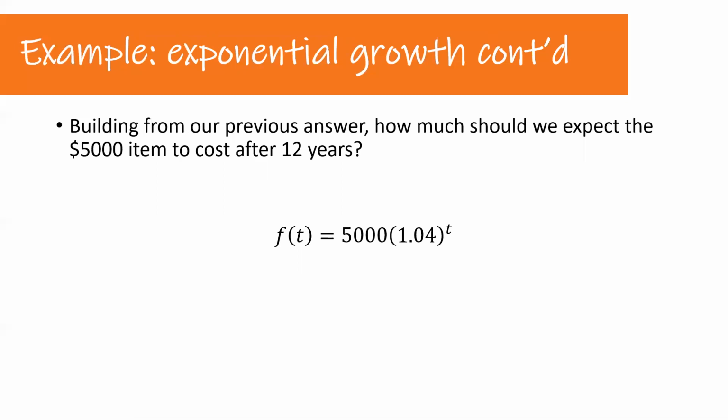Now, from our previous answer, how much would we expect the item to cost after 12 years? Remember that our previous answer was the model 5,000 times 1.04 to the t, and we're asking how much it'll cost after 12 years. So we just need to plug 12 into here. Doing that, we see that that item will actually cost $8,005.16. That's a lot after 12 years, right? It's growing exponentially. It grew really fast at a 4% rate.